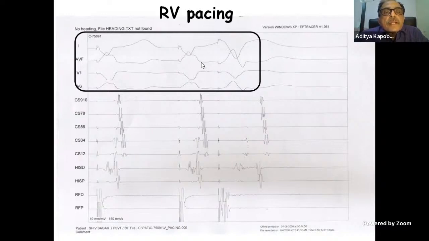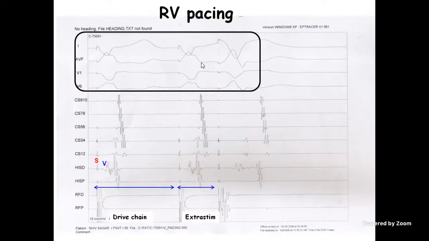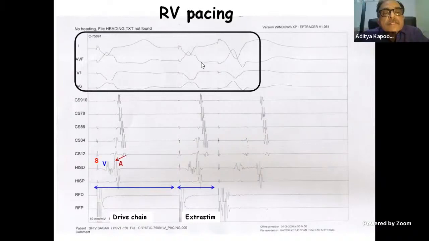AVF is upright. So this is a drive chain, and how is the VA conduction looking? Nodal, or which is the channel? So this is the drive chain, this is the extra stimulus, this is the pacing spike, and this is the V. So which channel shows the earliest A? Isn't it the His only, sir? Yeah, so it looks like the His channel, right?